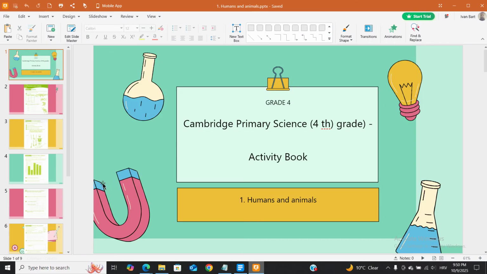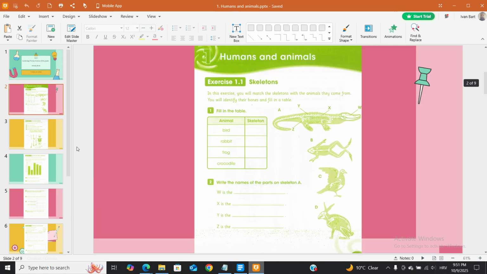Cambridge Primary Science. 4th grade. Activity book. Humans and Animals. Exercise 1.1 Skeletons. In this exercise, you will match the skeletons with the animals they come from. You will identify their bones and fill in a table.